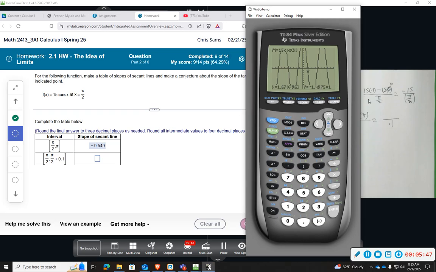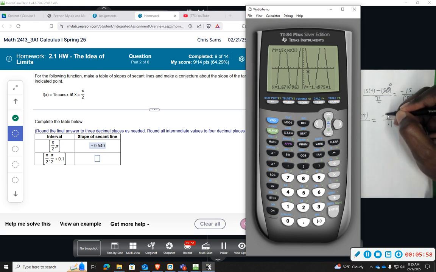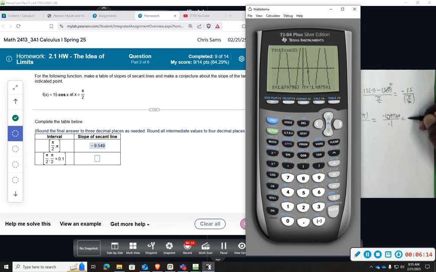So I want to put in all of those decimal places because each time we round, it will throw the answer off, and the system is sensitive. So negative 1.497501. When we divide by 0.1, that'll just move the decimal place back one, so that'll give us approximately negative 14.975.